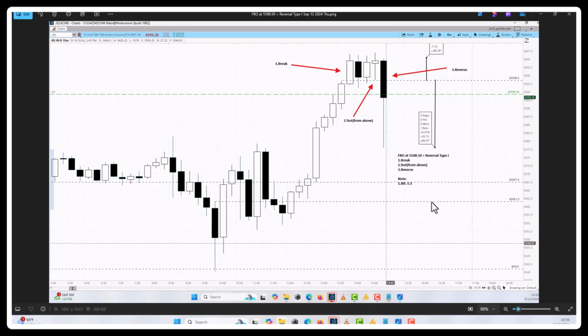Now we have to try something different, which is practice discipline and practice patience. Because that's right here, right? When we draw the level, we see what? We see break, test from above, and then it can reverse.